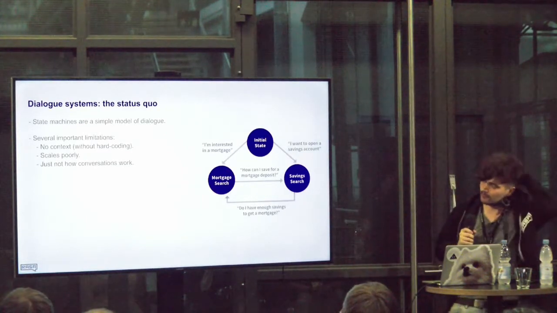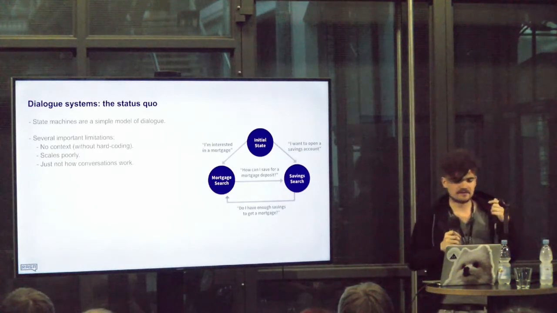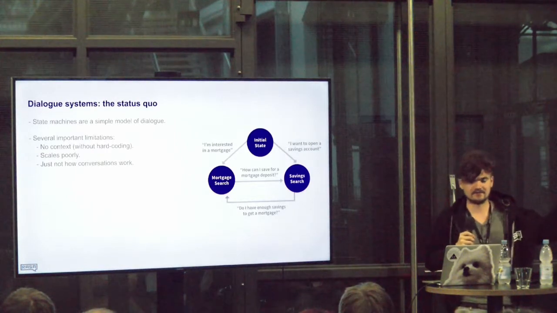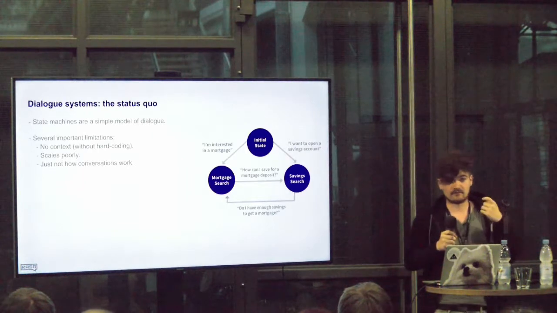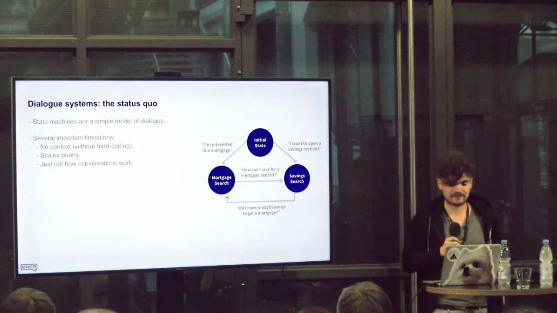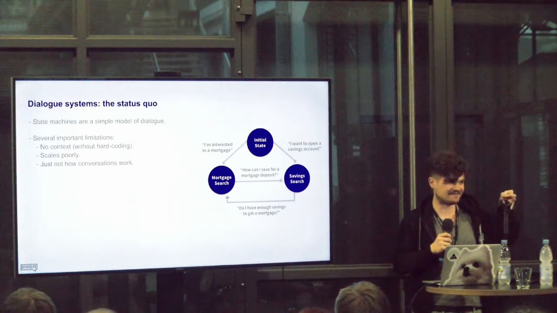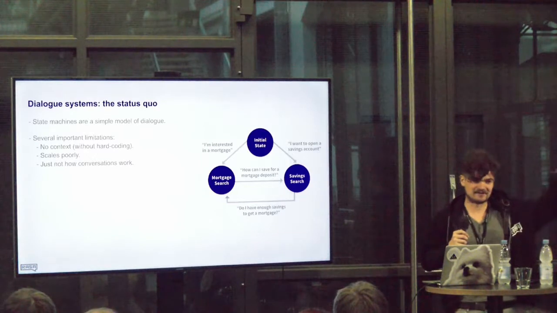First of all, one of the most worrying things about a state machine is that it has no context without you hard coding it. So if you go from the initial state to the savings state, then you'll immediately forget that you were in the initial state before without an if-else statement. But you say, okay, well, I could include if-else statements on each of these states, but then you'll have to do that for each of the n states for about each of the other n states.